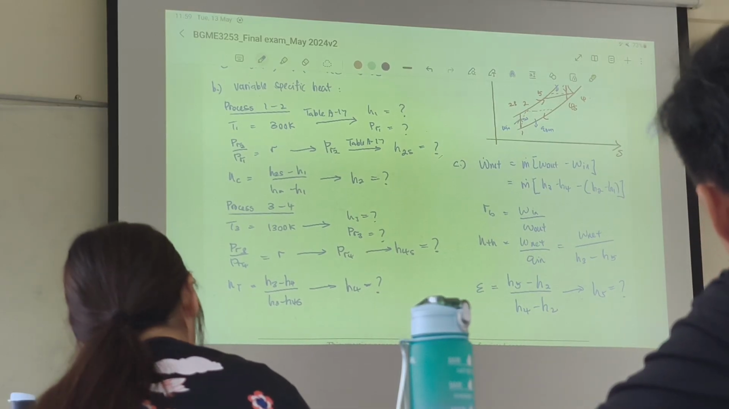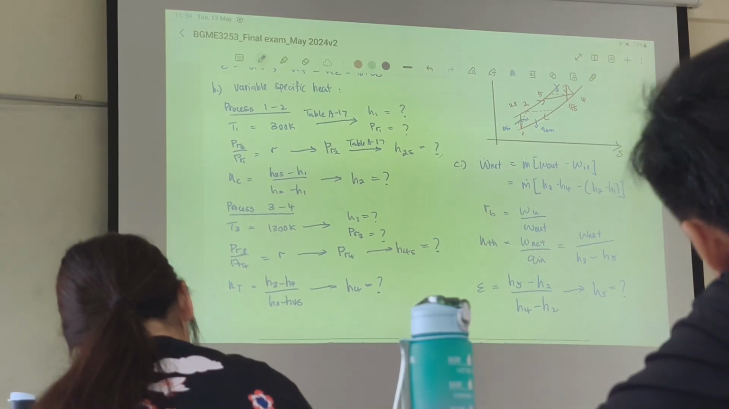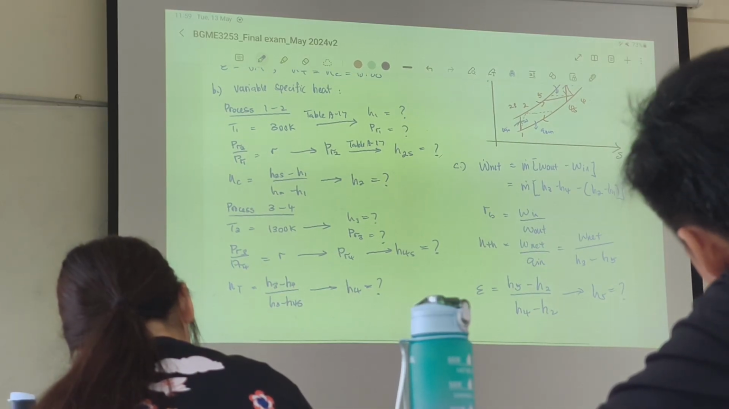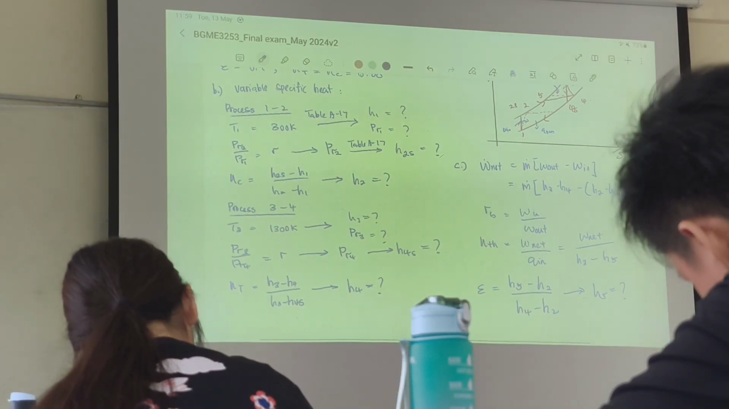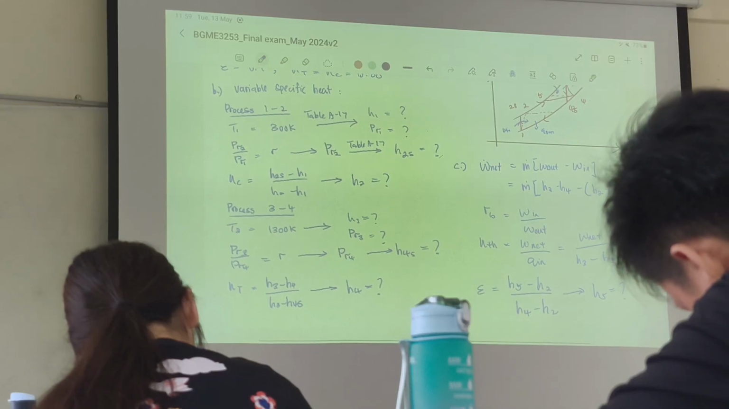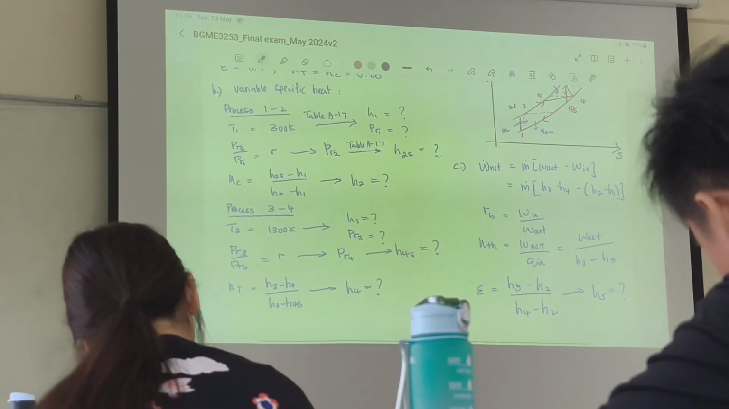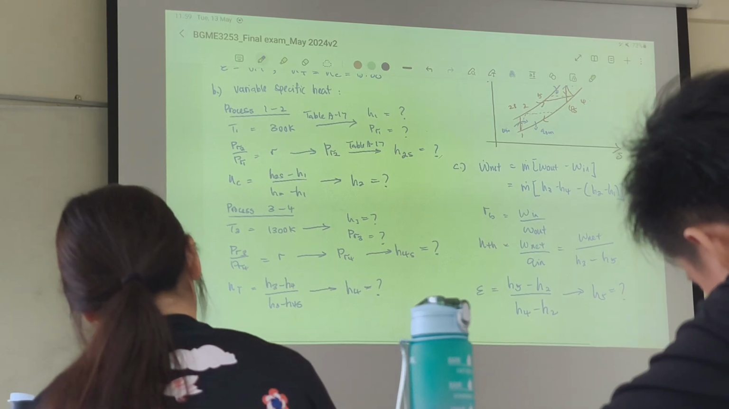So calculate the effectiveness based on how much heat you can regenerate. So the regenerated heat is from 2 to 5. So ideally it should be from 2 to 4, but of course we will have some heat loss along the way, so we become H5 instead rather than H4. So the H5 minus H2 over H4 minus H2.